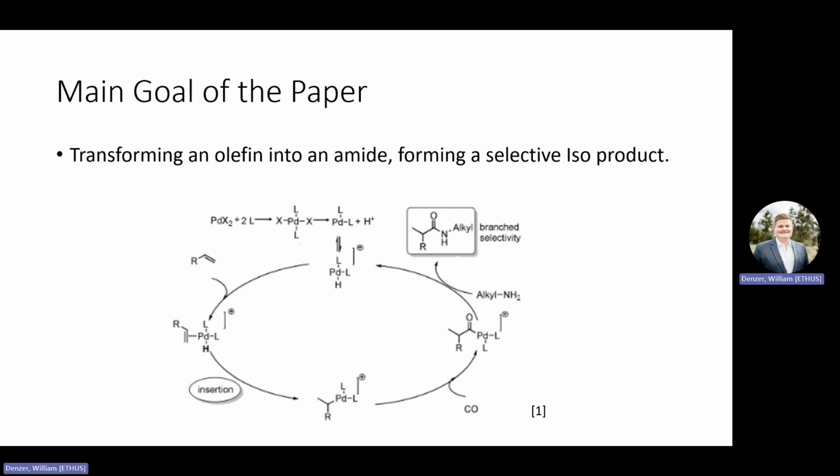Liu's team was able to create a mechanism that creates almost exclusively isoproducts. When we're talking about isoproducts, we mean this form of a product where you have your alkyl chain sticking down, your amide off to the right, and you have one lone methyl group sticking out. That methyl group makes it an isoproduct.